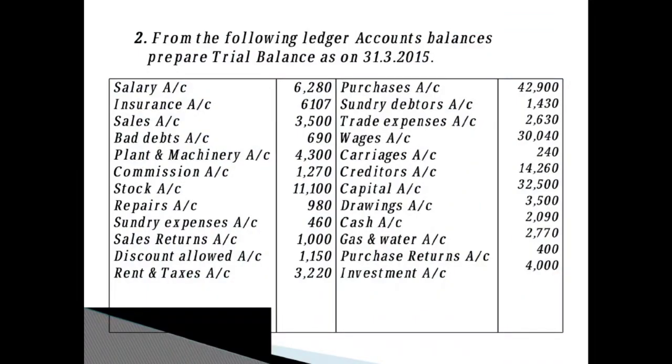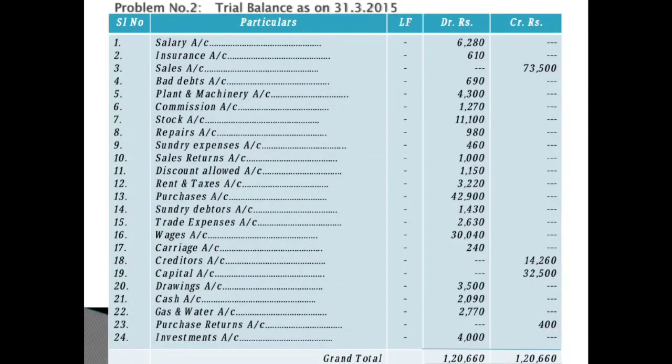Okay, the next you have, after trade expenses, wages account 30,040 rupees. Wages we have paid. Paid means again it is an expense for us, which shows debit balance, and we are going to record it in a debit column. The 16th one we have recorded, see, wages account 30,040 rupees.